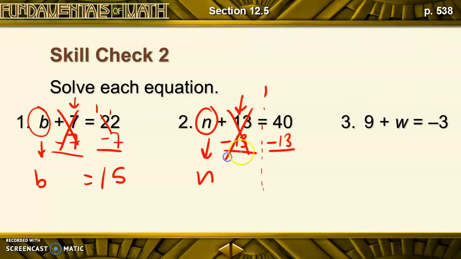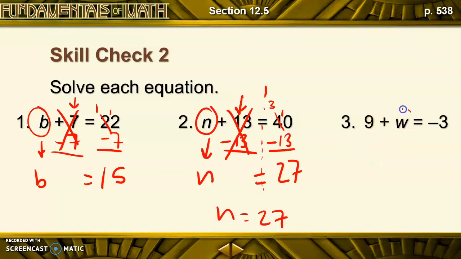And 13 minus 13 is the same thing as 0, so that cancels out. And all I have left over is 40 minus 13. I'm going to go ahead and borrow from the 4, and I get 10 minus 3 is 7, and 3 minus 1 is 2. So n is equal to 27. And that would be our answer.